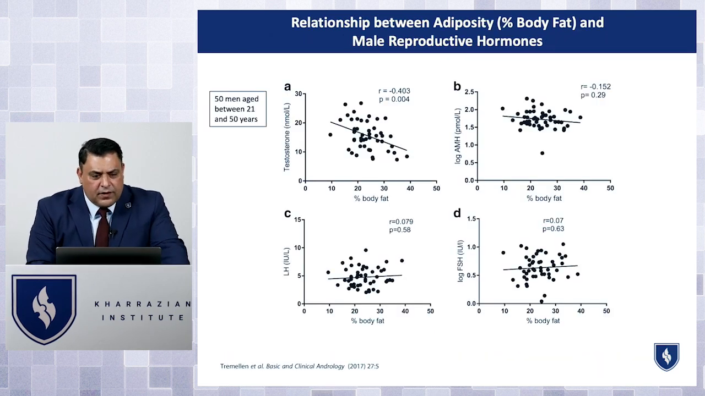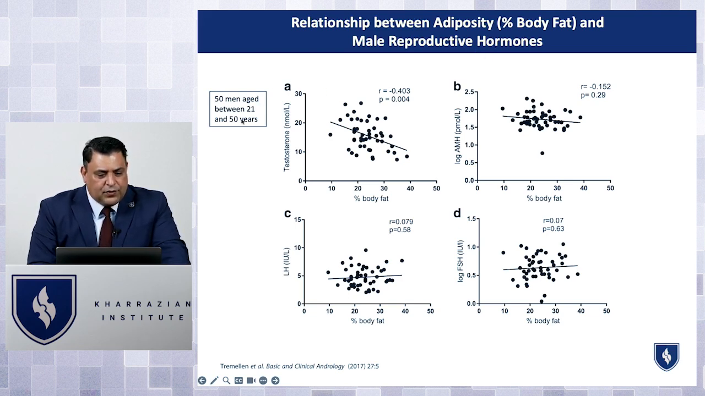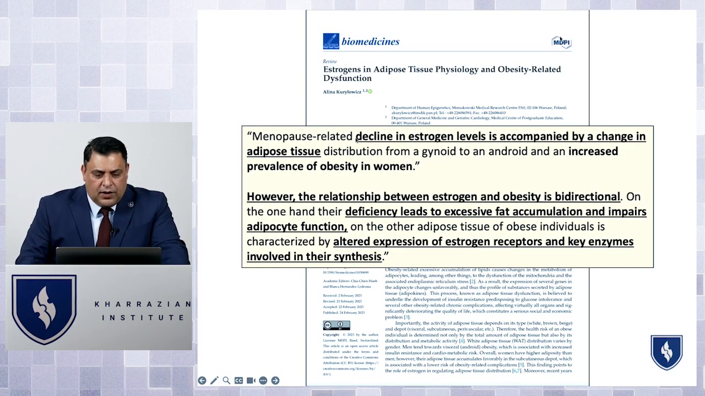And you can see these relationships here, by the way, with body fat and male hormone reproductive systems. This was a study that was looking at 50 men aged between 21 and 50 years. Other studies have shown similar relationships. But their testosterone has a very clear linear relationship with their percent body fat. As the percent body fat goes up, their testosterone goes down because of all these adipocyte-related pathways here. And not so much for FSH and LH, but testosterone significantly, directly, a negative linear relationship. So we know that that's the issue.